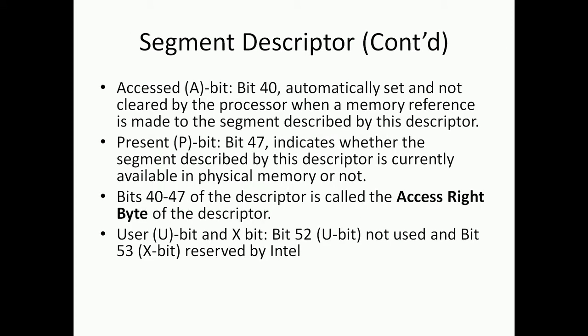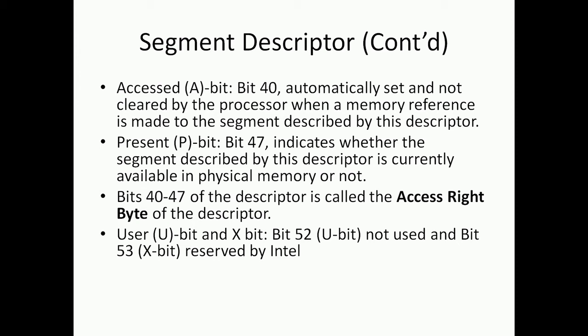Then there is an accessed bit. As I told you, whenever the segment is accessed, accessed means read or written to, it is set by the processor, and this can be used by the operating system to do some more analysis of the data, how frequently something is accessed, etc. Then there is a present bit. As I told you, every not fully filled table should have a present bit to distinguish between valid and invalid entries. So there is a present bit here.